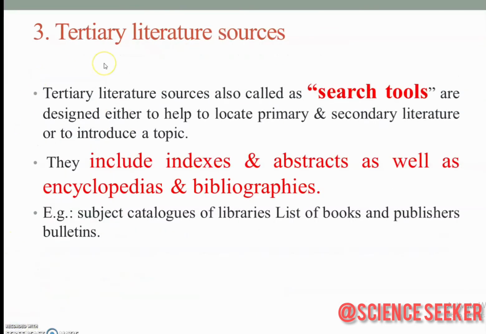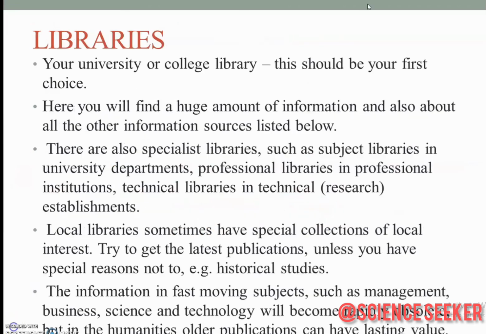And the third one is tertiary literature sources. These tertiary literature sources are also called search tools. They are designed either to help locate primary and secondary literature or to introduce a topic. They include indexes, abstracts, as well as encyclopedias and bibliographies.